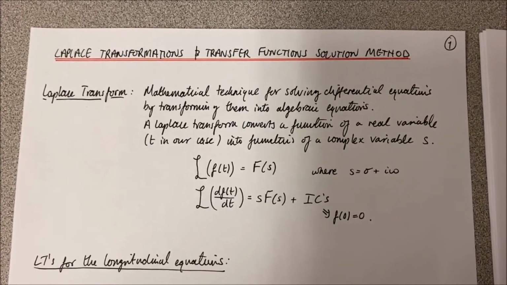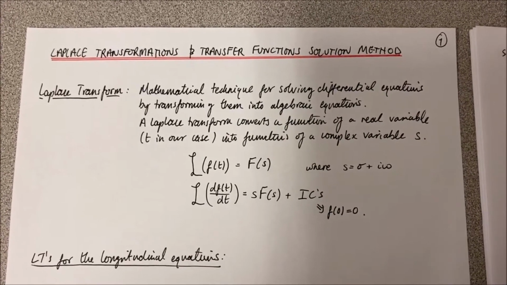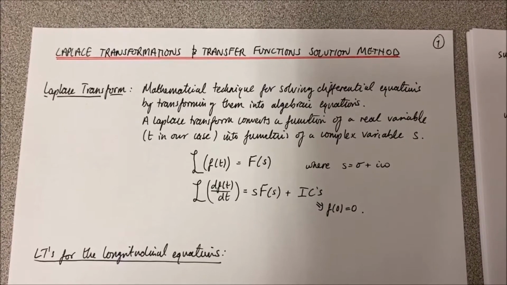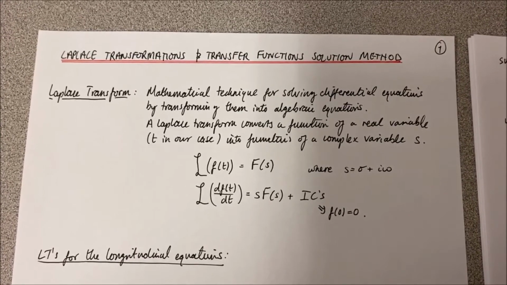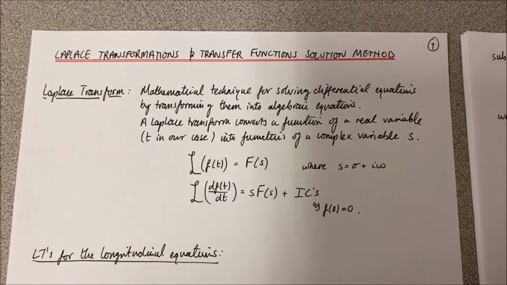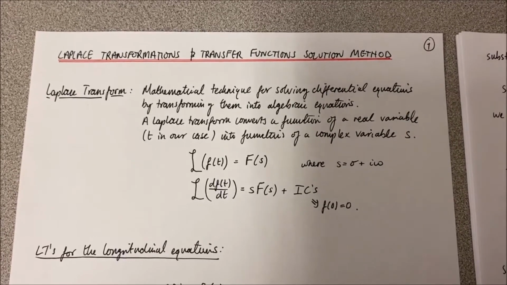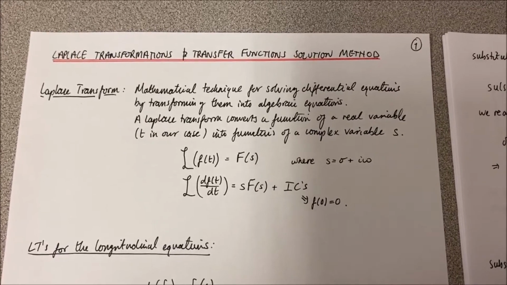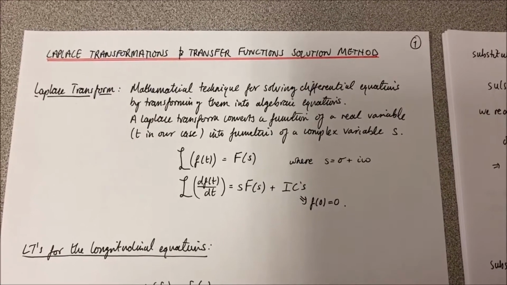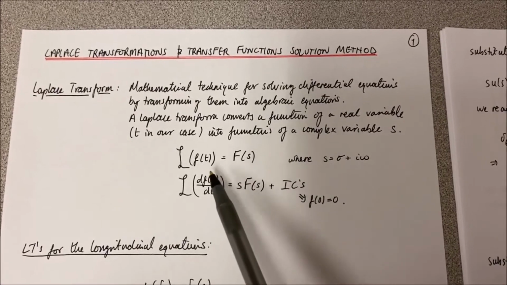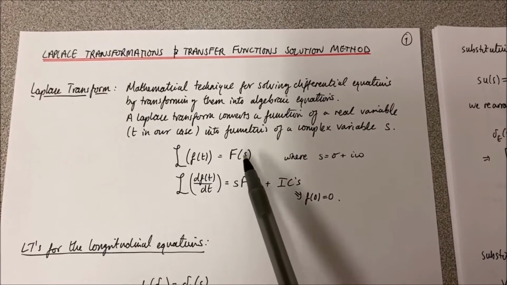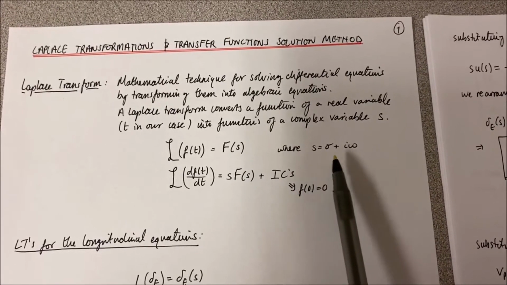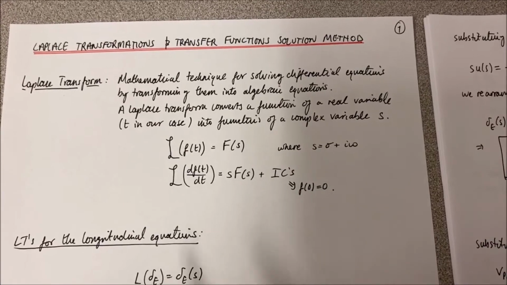It's basically just a mathematical technique which allows us to solve differential equations by transforming them into algebraic expressions and ultimately converting a function of a real variable, which is t in our case, right, into functions of a complex variable which we give the letter s. So the Laplace transform of some function of t gives us some other function of s, where we have a real and imaginary part to that function.